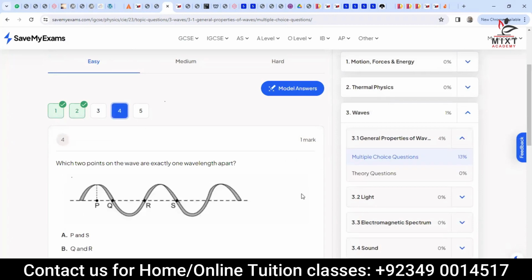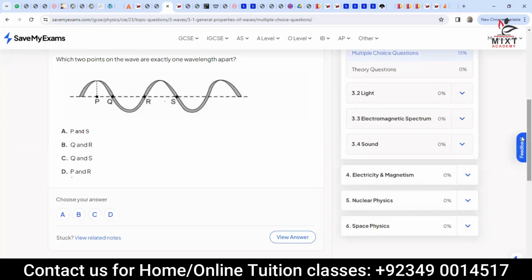Now, which two points on the wave are exactly one wavelength apart? Who will tell me this? So R and S. Which option? A, B, C, D. No, sorry, it would be B. It will be Q and S. No, it's not Q and S. It's Q and R. Why? Because here the point is in phase. Check it out.